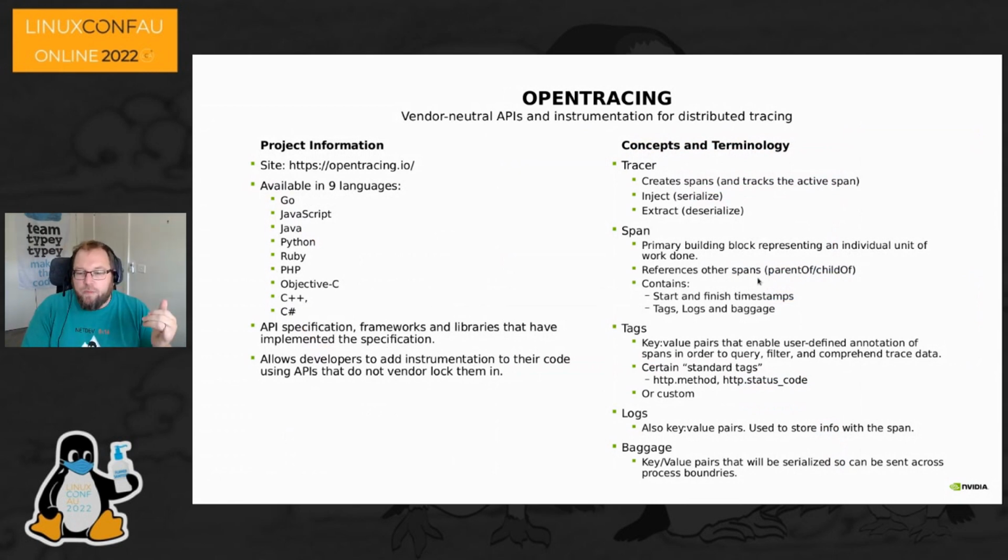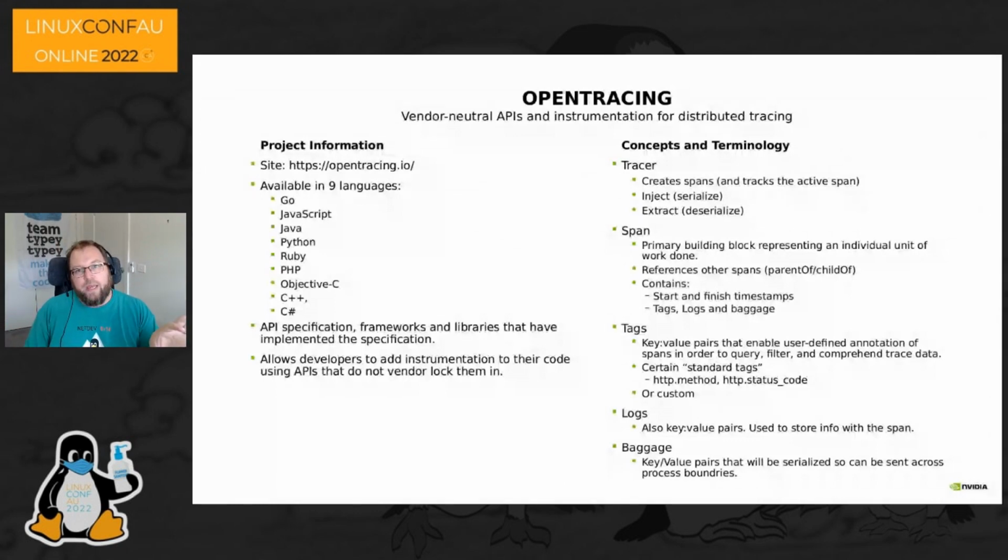It has start and finish timestamps and has things called tags, logs, and baggage, all of which are key value pairs. The only real difference is a tag can be filtered by or queried, and so it's useful when you've pulled out the trace. They expect you to use standard tags, which makes sense, stuff like HTTP method and status code, so we can all use the same tags across a trace, or custom.